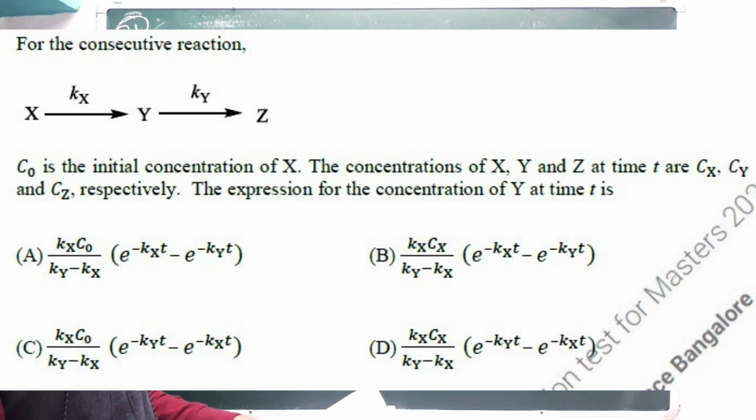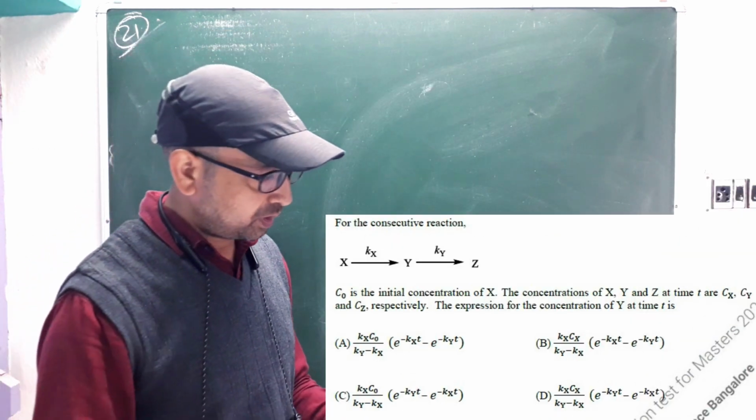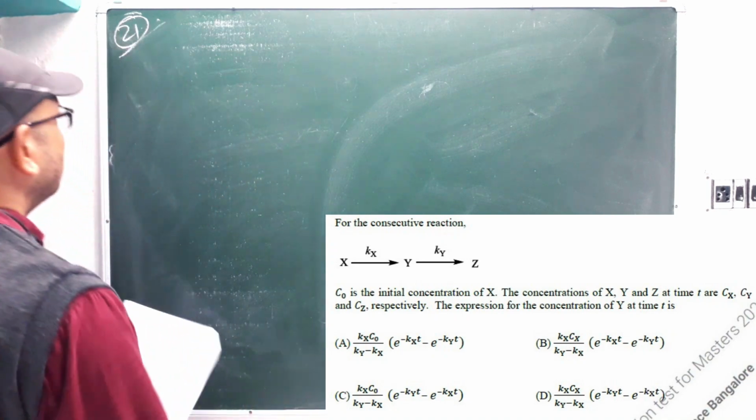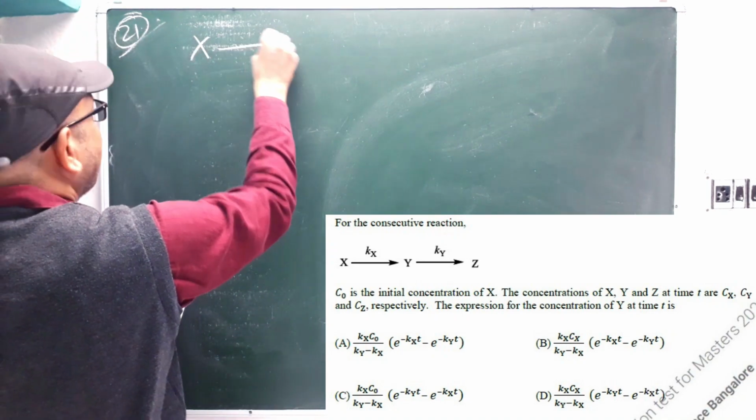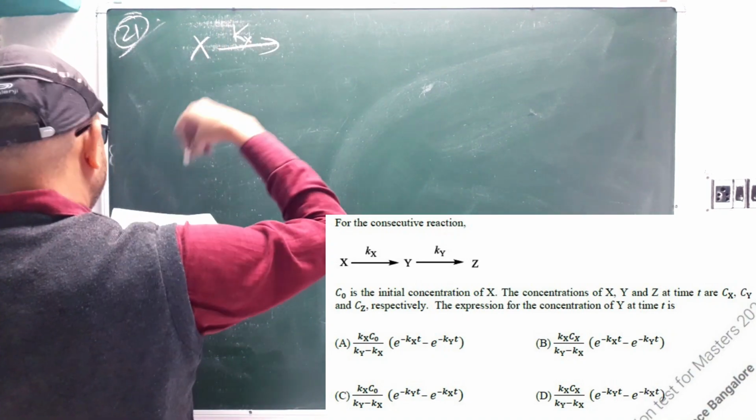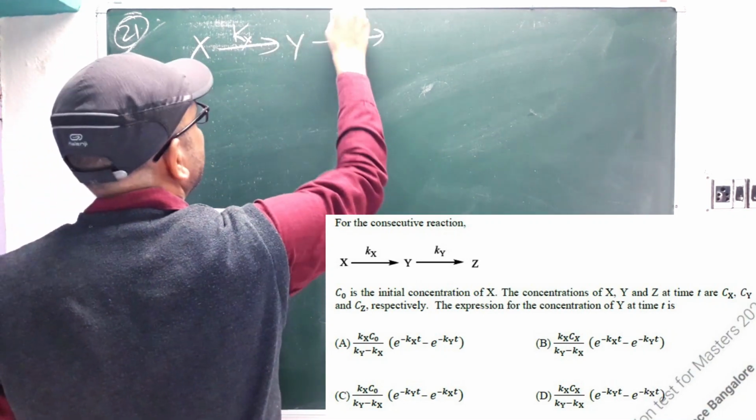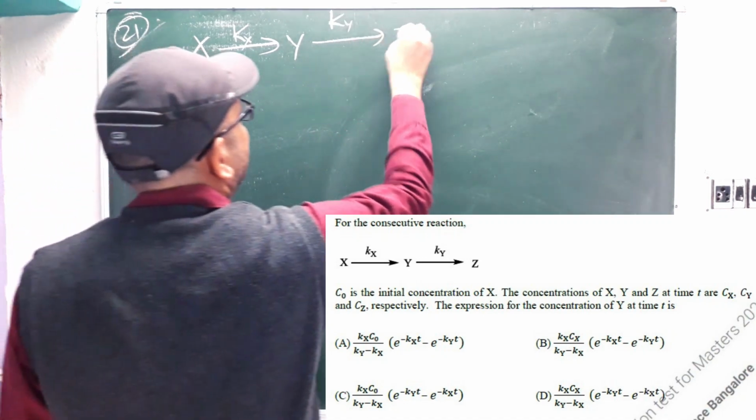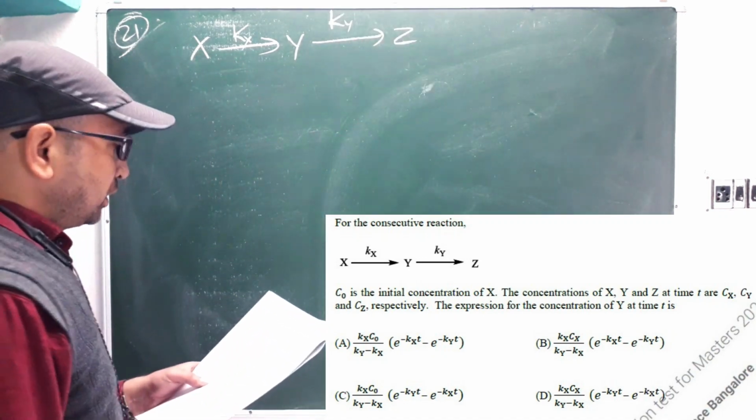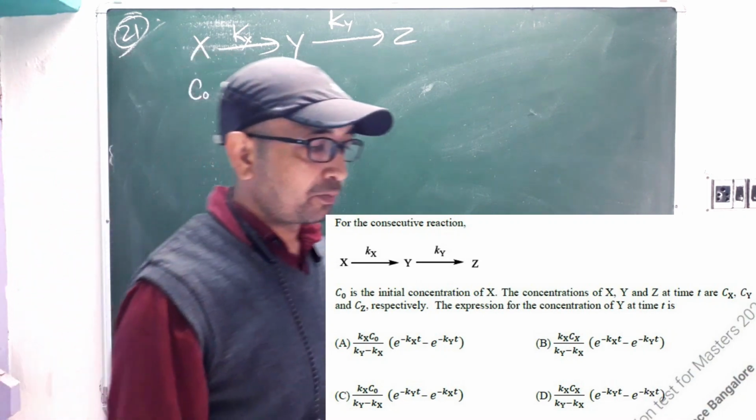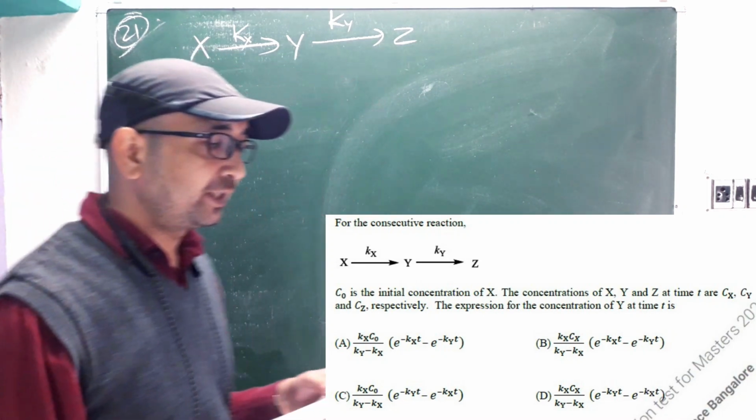2021. The next question will be question number 30. This is a direct question, no need to solve it. They are asking about a reaction type where X forms Y with rate constant Kx, then Y forms Z with rate constant Ky, right? Now they are telling that the initial concentration is C0, okay? The initial concentration of X, and the concentrations of X, Y and Z at time T.